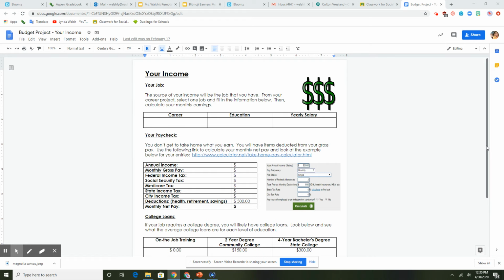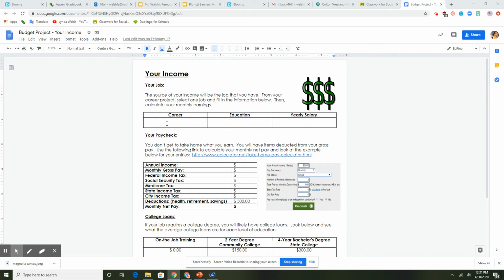Now, in order to complete this page, you should have done your career project. And at the end of your career project, you should have chosen a career. You should know the level of education for that career, and you should know the yearly salary.